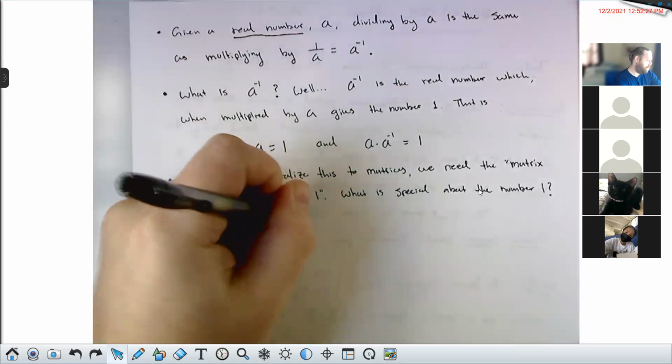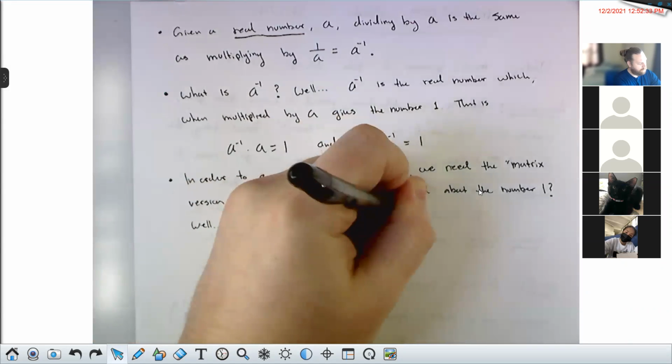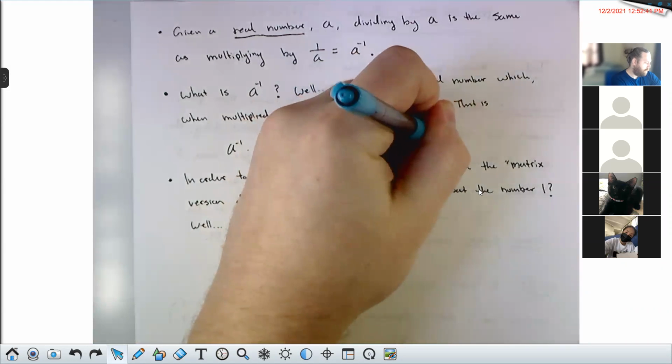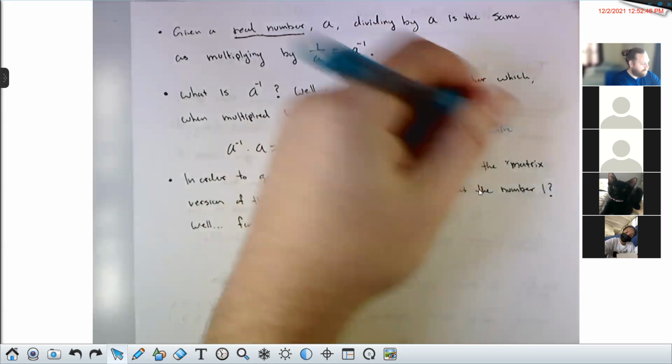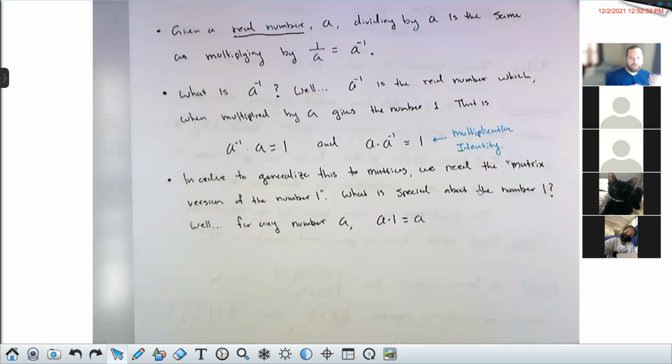For any number a, a times 1 is equal to a. In fact, for this reason, we call 1 the multiplicative identity. Think about what the word identity means. It's who you are, it's oneself. As a function, the identity function is a function that leaves everything alone. Like f of x equals x is the identity function because it outputs the same thing it input.